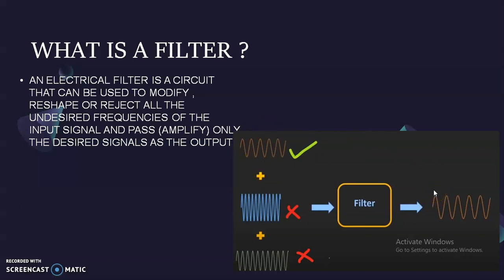In general, the selective behavior of a filter circuit can be based on various parameters like the amplitude or the polarizing angle of the input signal. However, the filter circuits that I will be discussing today will be selective based only on the frequency of the input signal.